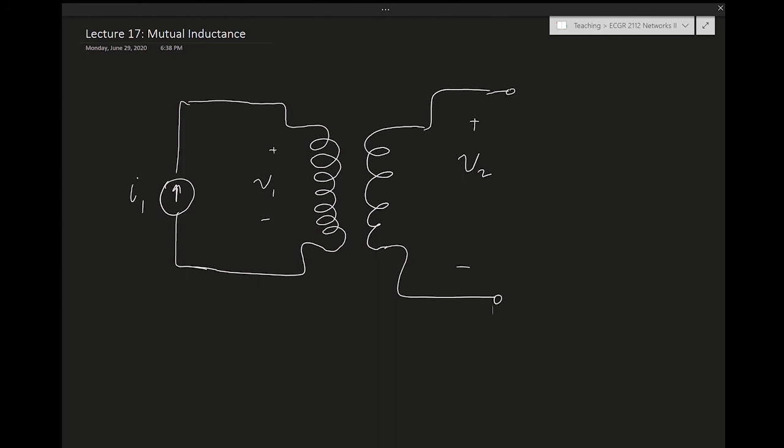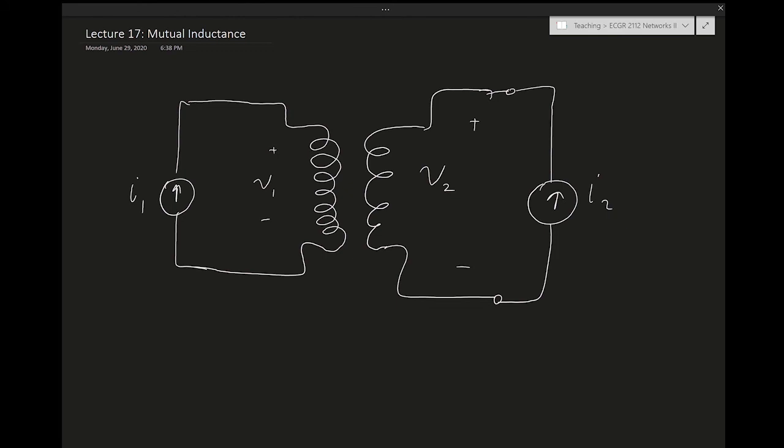Let's discuss now the most general case. The most general case is the case where we have current flowing in both coils. So let's say we have I1 and I2, and we have V1 and V2.